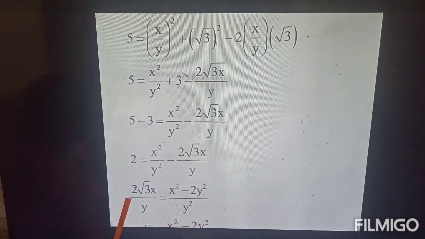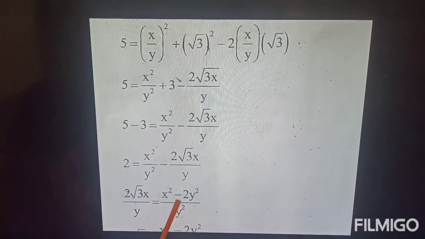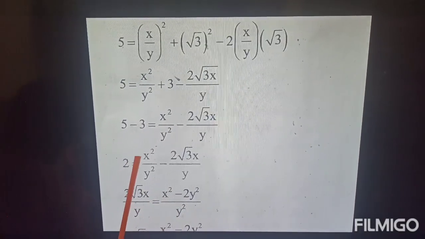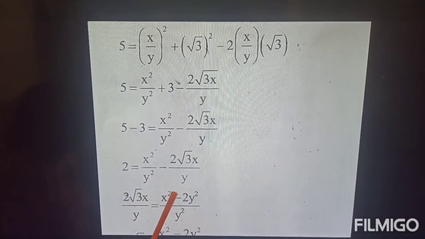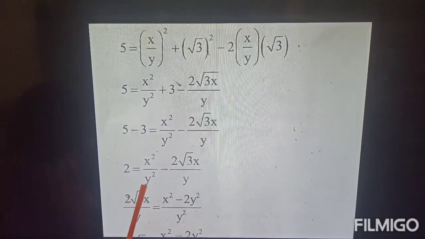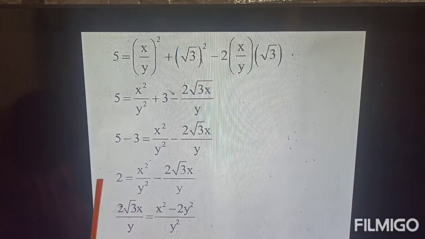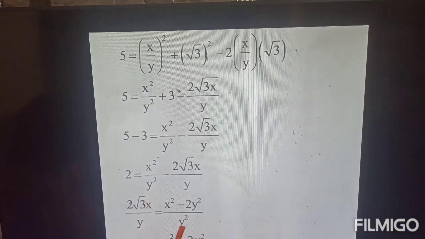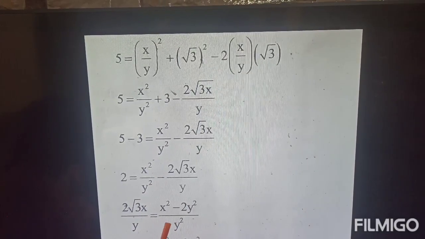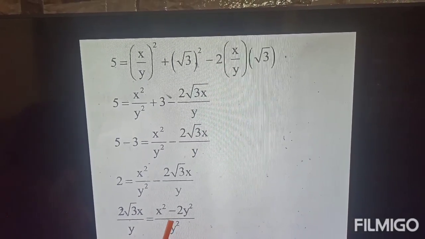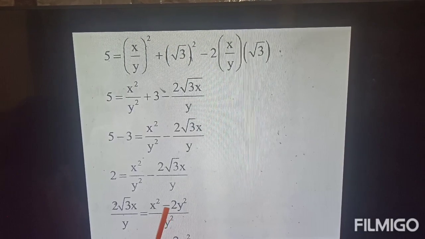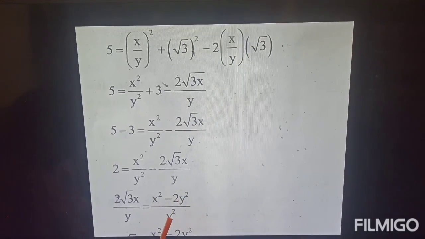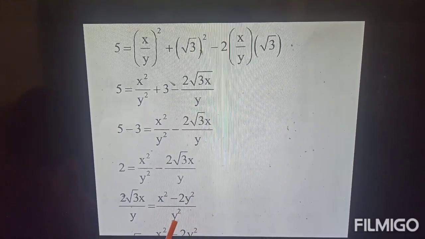This part take to the left side and 2 take to the right side. Then it becomes x square minus 2 divided by y square. x square by y square minus 2. That we have to simplify. y square becomes the LCM. By taking y square as the LCM, I have to multiply the 2. Then x square minus 2y square divided by y square.